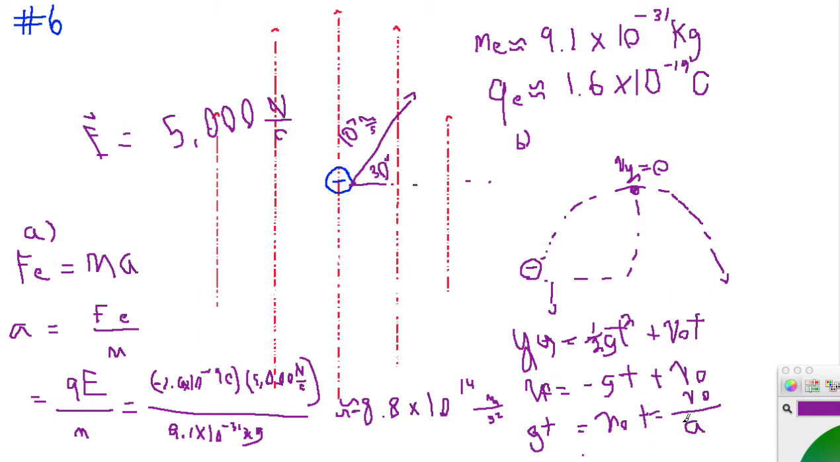So we have our acceleration here, and we have v0, and since we can just get the y component, that's just going to be equal to 10 sine 30 degrees divided by the acceleration we got from part A, which is approximately 5.7 nanoseconds.